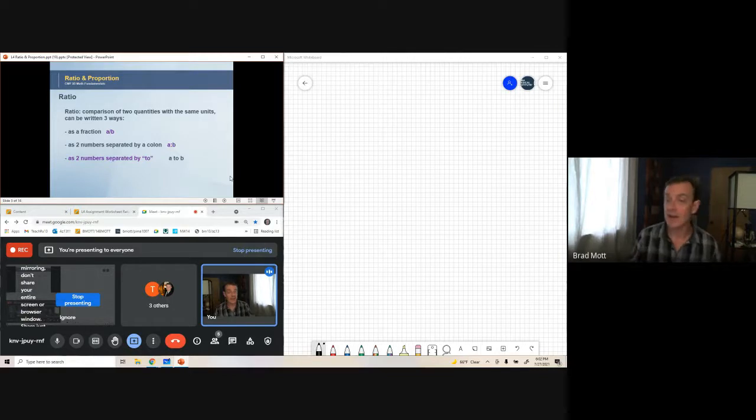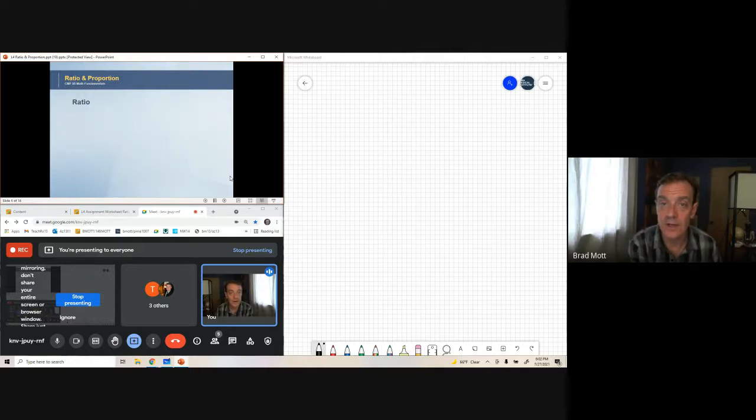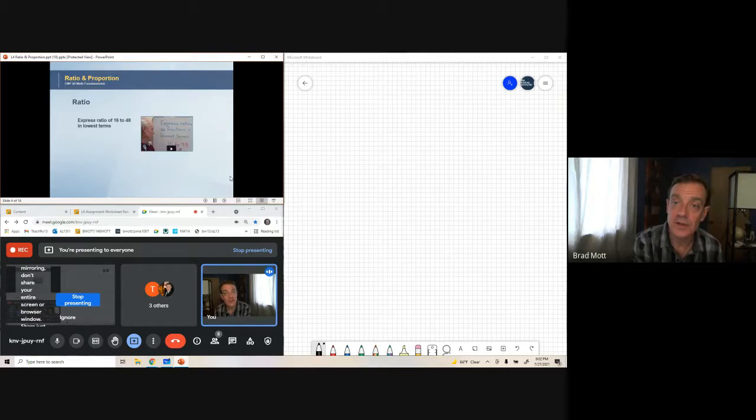And as I've said a couple of times in the lead up to this, you could also say it as A is to B, and that's the same thing as A colon B, or the fraction A over B. Three different ways of writing a ratio: two numbers with the same units.